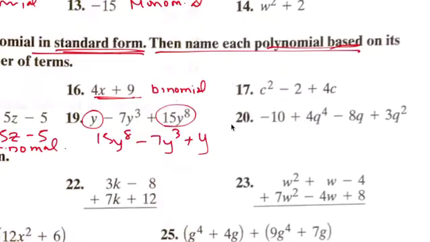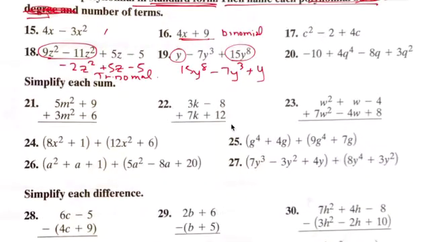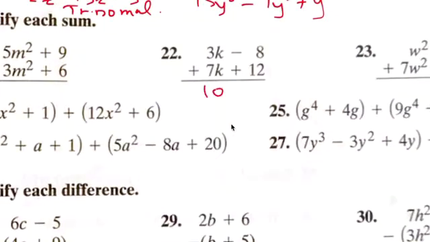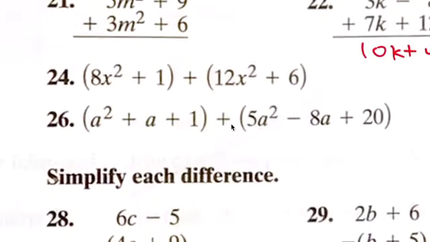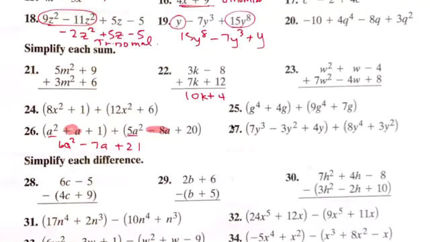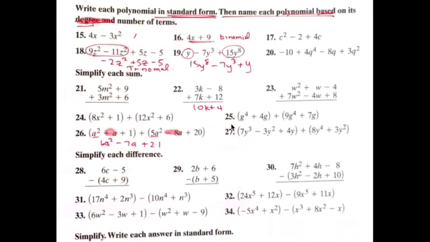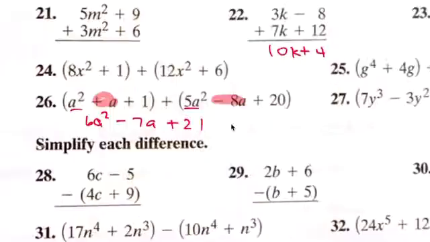So you got the gist, okay? Add these, you should know how to add 10 plus 4. Don't forget the k. So add them at the like terms, 6a to the second power. Add these together. You get negative 7a, and add 20 plus 1 is 21. Okay. That's how you do 24 also.